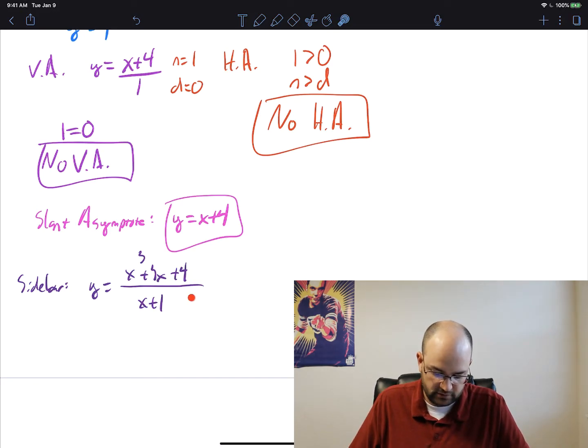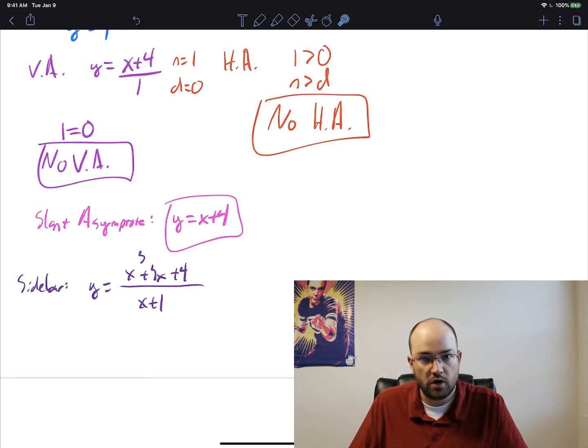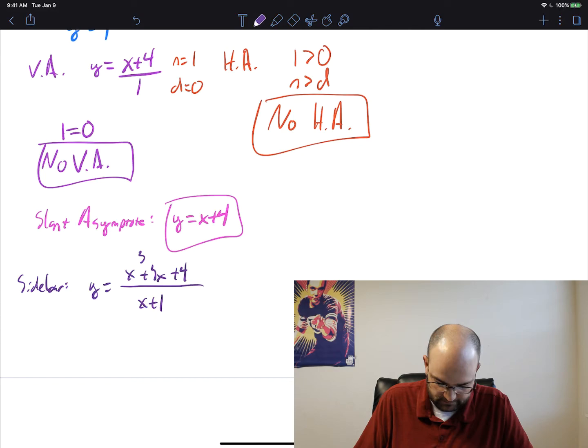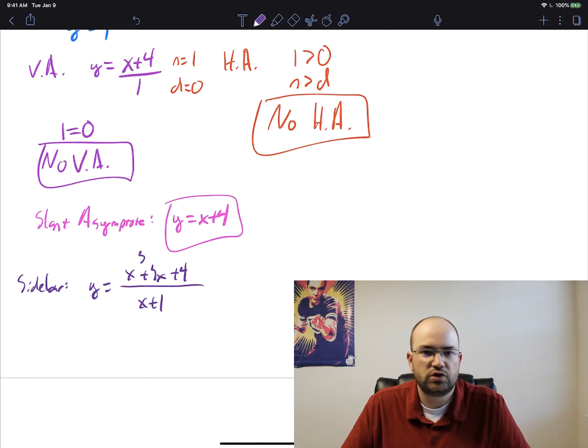You would actually have to do the division long ways, and in this case, you could do synthetic division. But whatever it is, do the division, ignore the remainder, and then the answer is your oblique asymptote.